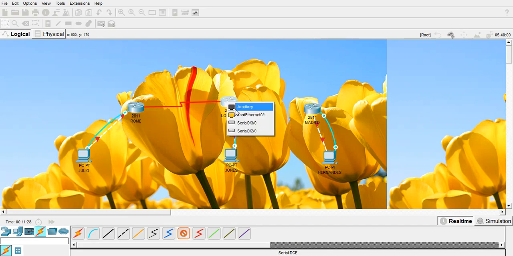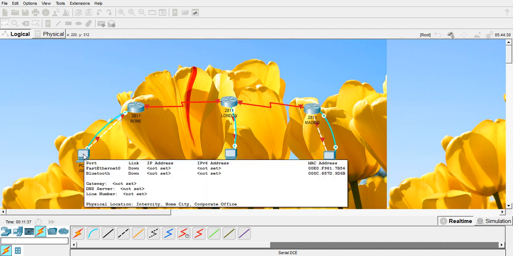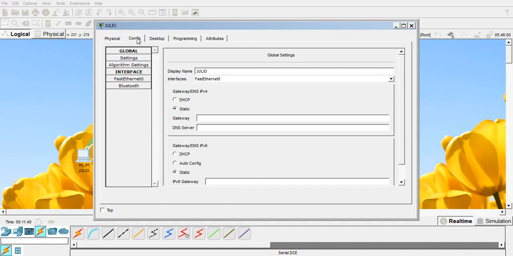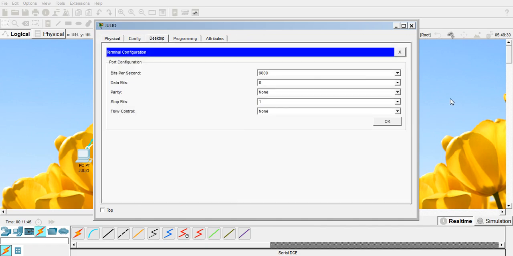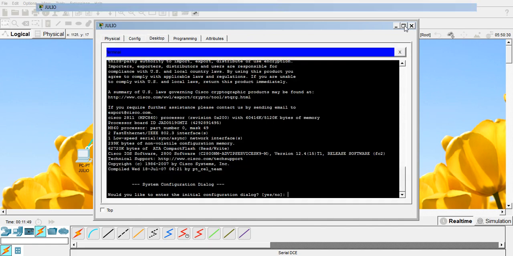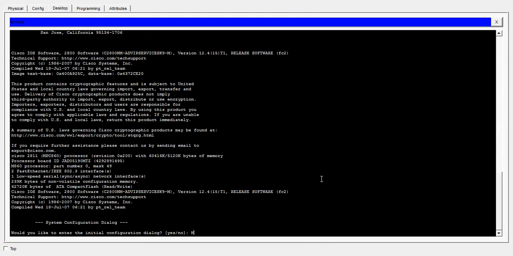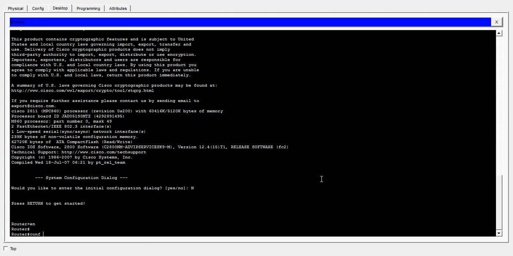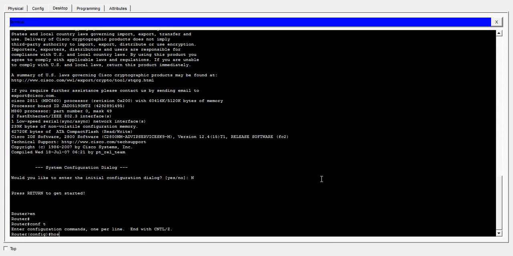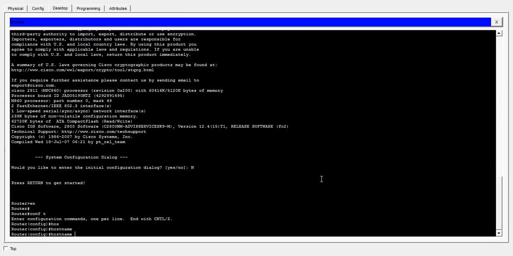Now I'll log into the router to configure. I'll log in through the terminal as usual and then answer no to this question and begin my configuration. So first and foremost, remember, we'll give it a host name. What's the host name here? Rome.